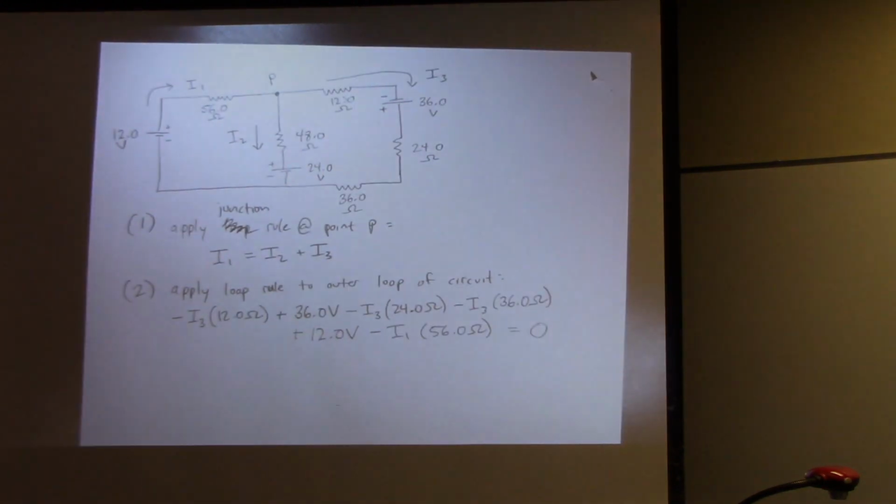So that's a pretty big loop rule equation, but we had a lot of different circuit elements to go across before we completed the loop, so a lot of different terms there.